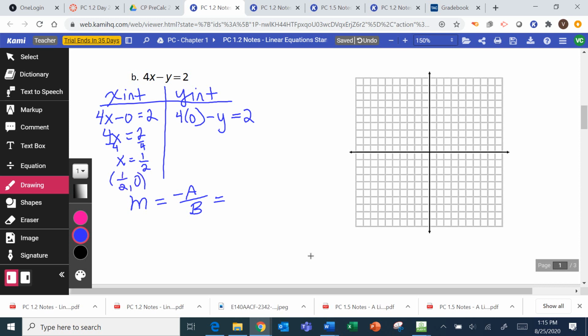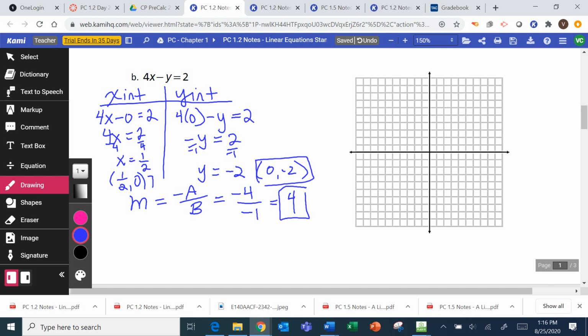And then for the other one, negative y equals 2. Divide by negative 1 or multiply by negative 1. And we get y is negative 2, so the ordered pair is 0, negative 2. Our slope, negative a over b, we'll do negative 4, and then our b is negative 1. So those will become positive 4. When you go to type it in Canvas, do not type in 4 over 1. We always type in the reduced answer. We're going to type in just 4.